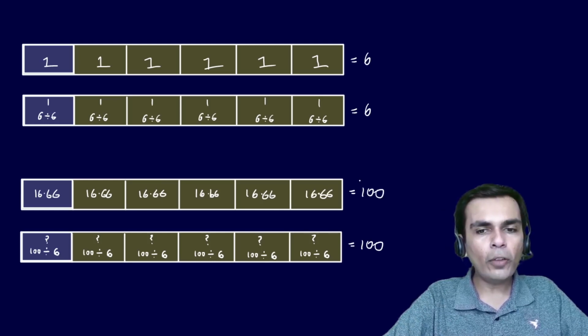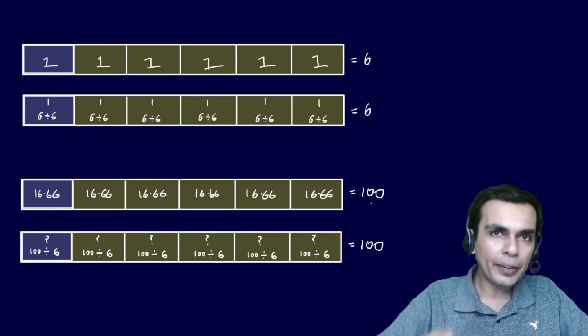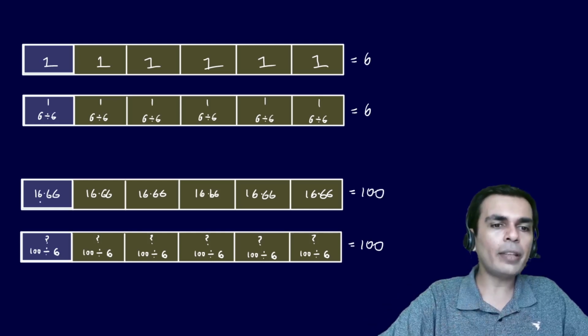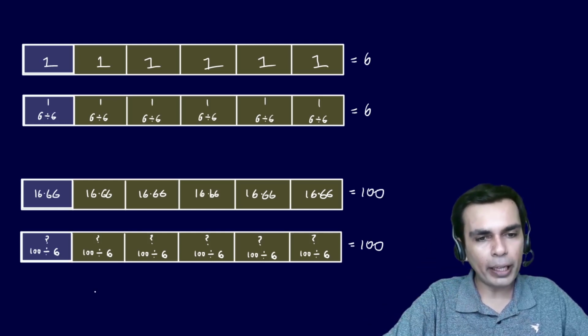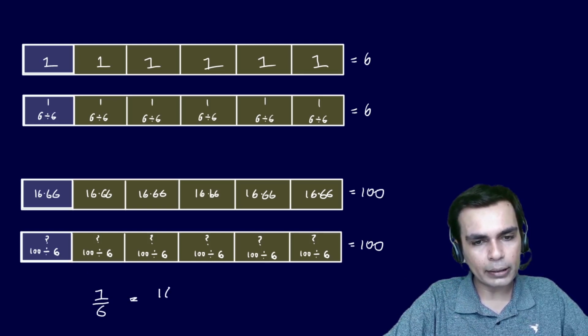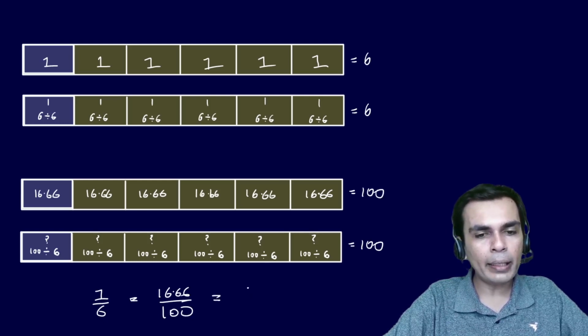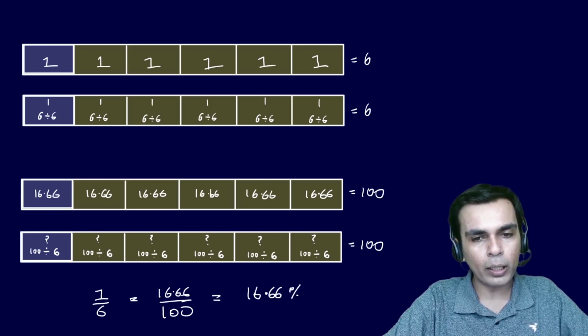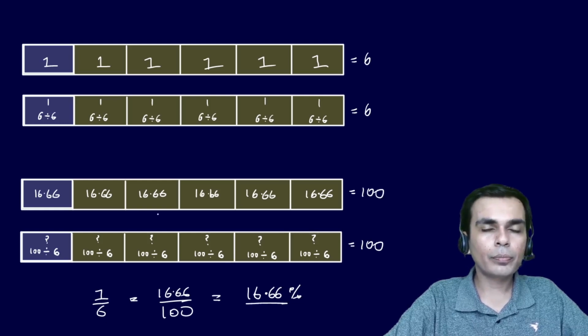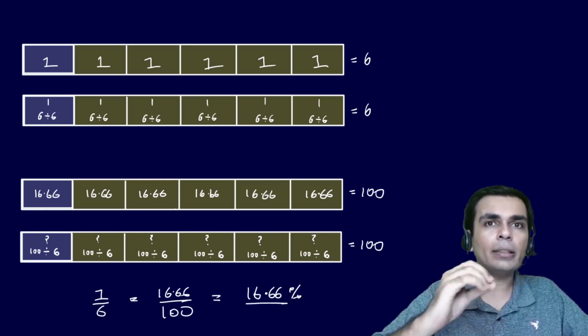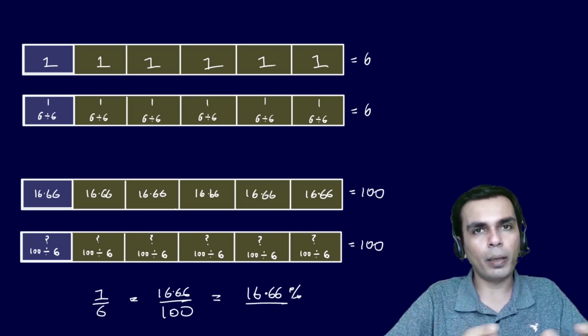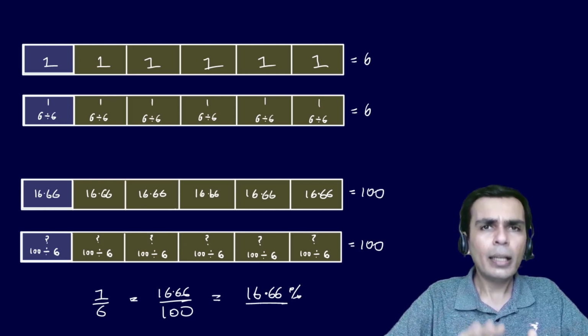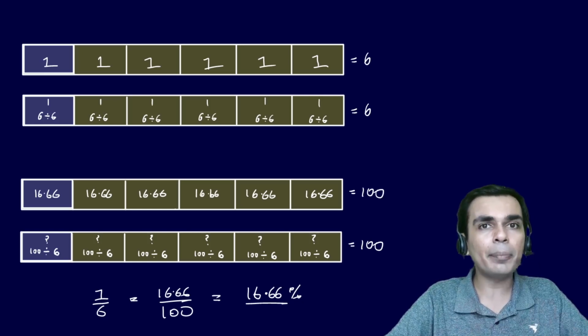So if I add all of this, I will get 100, because I've broken 100 into 6 parts, and 1 out of that is 16.66. Therefore, I can say 1 out of 6 is the same as 16.66 out of 100, which is the same as 16.66%. So yes, we can say that out of every 100, 16.66 people travel by bus. Of course, people cannot be in fractions, but let's say 17 people travel, or 16 people travel by the bus.